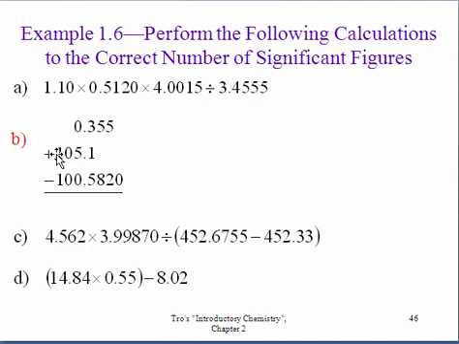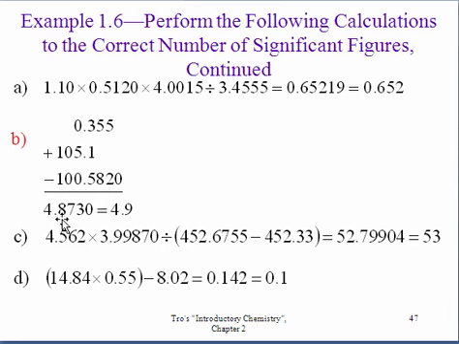B also has 2 operations, addition and subtraction, but the rule is the same for both of these operations. So we do the math first, and then we go back and see which value is the least precise and round our answer to have the same precision. When we write our addition and subtraction problems in the column format, it is very easy to see where our last allowable digit is. Right here, this 0.1 is the least precise value, and that's as far as our answer can go.